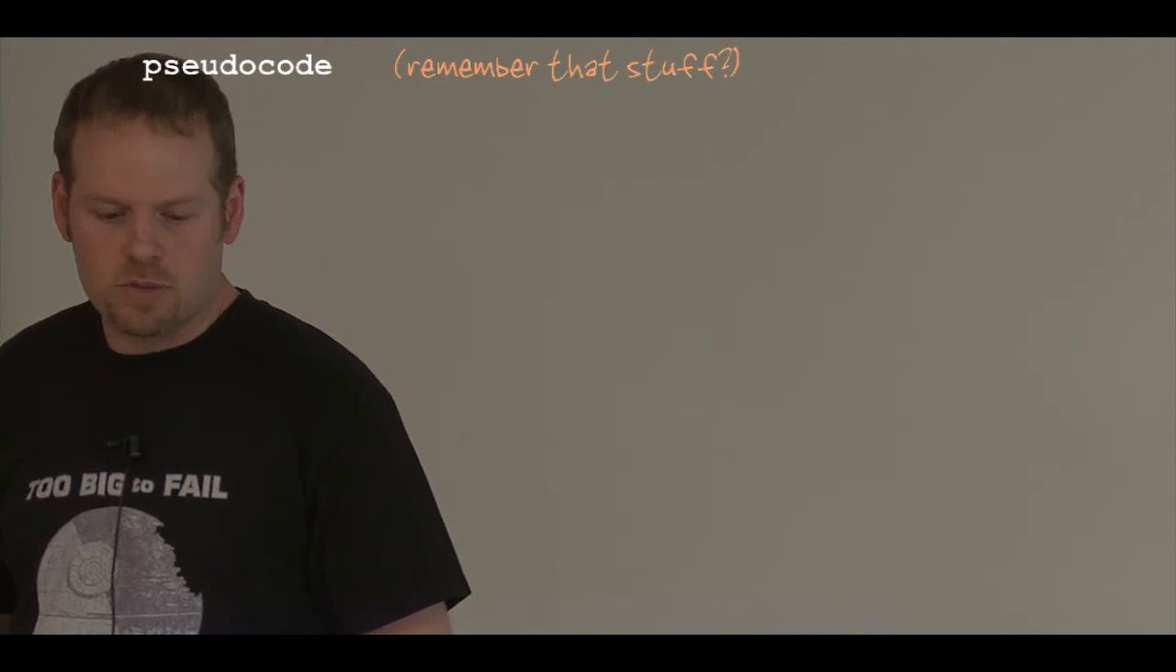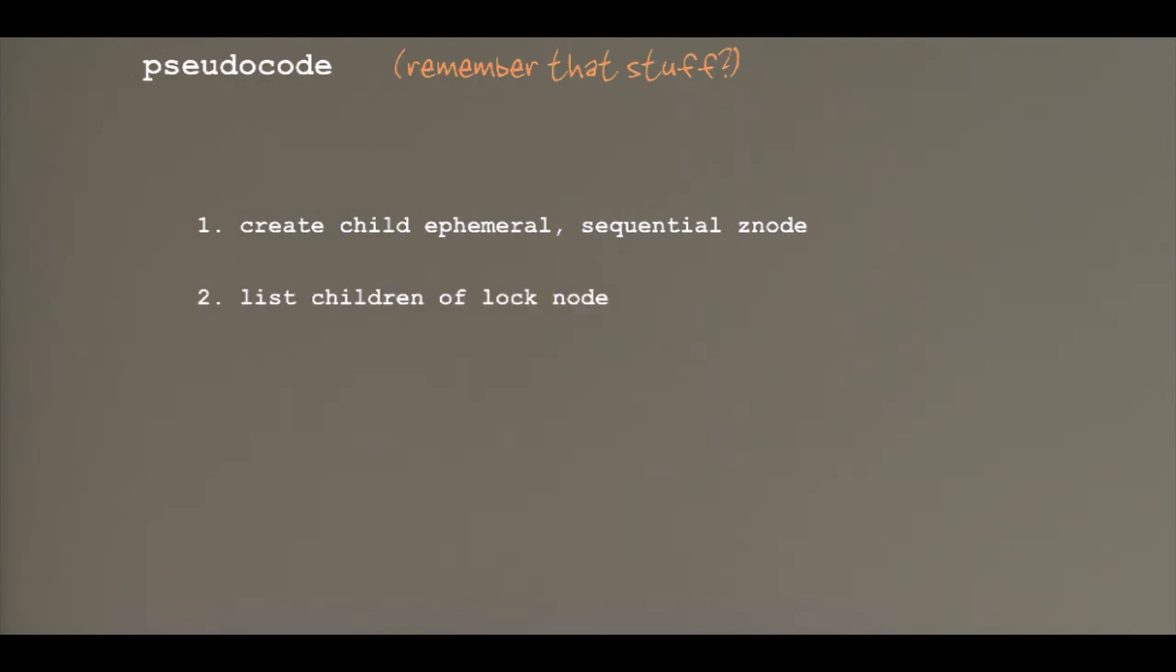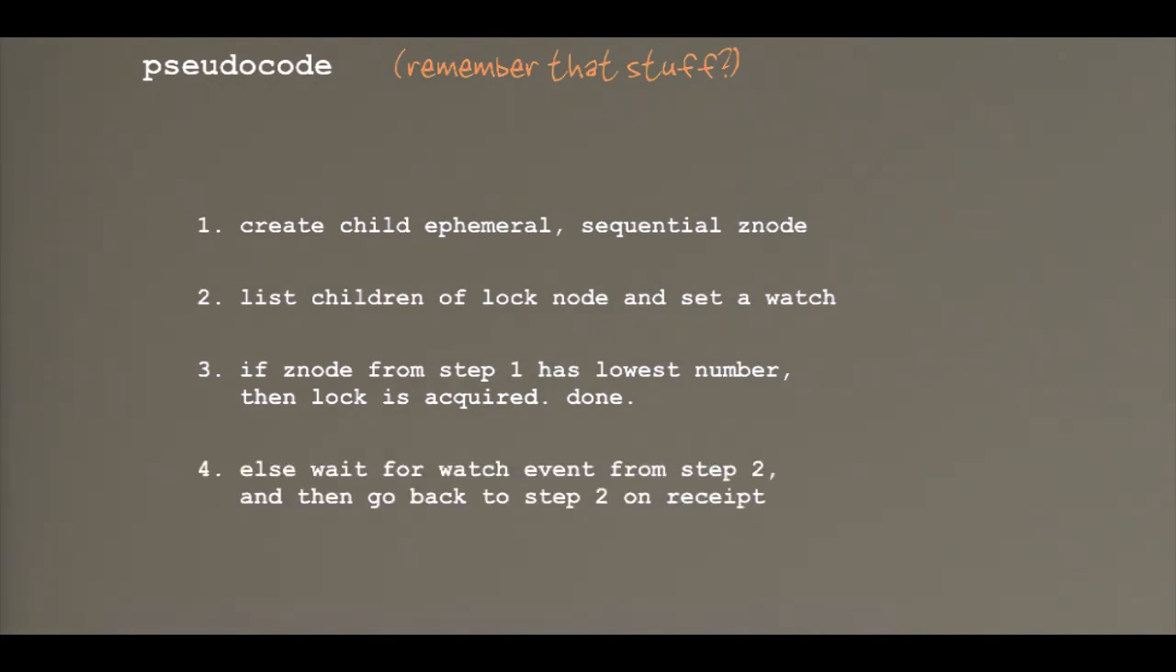So the basic algorithm is like this. Create a child ephemeral sequential node in that parent node. List the children of the parent lock node and set a watch on that. If the ZNode from step 1 has the lowest number, then you've acquired the lock and you can be done. If not, then you have to wait for that watch event you set in step 2, and when you get a watch event, you go back to step 2 and figure out the children again and figure, am I the lowest number, and do I have the lock? If not, you keep repeating until you get it.